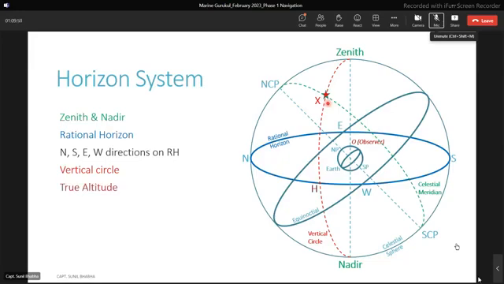Now, once we have understood the concept of a vertical circle, we can now move on to a very important concept of the true altitude of a celestial body.